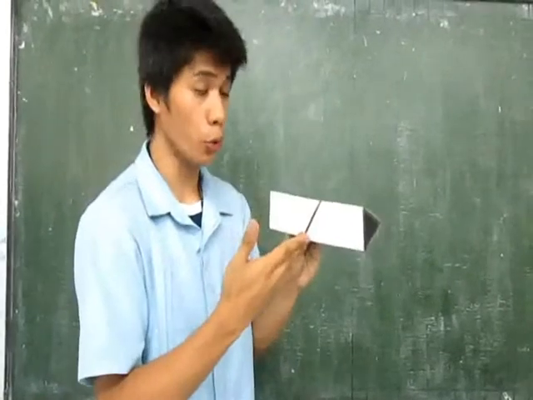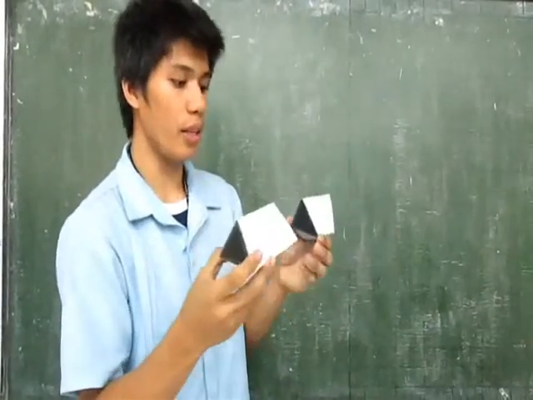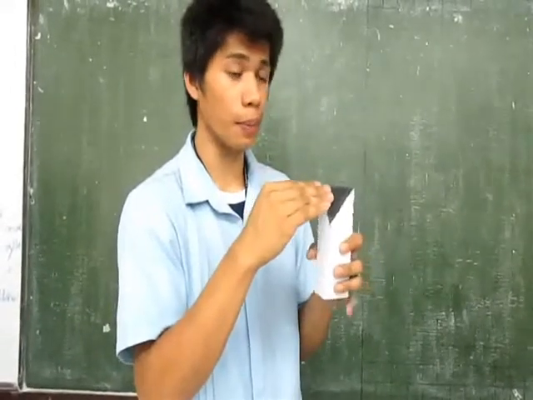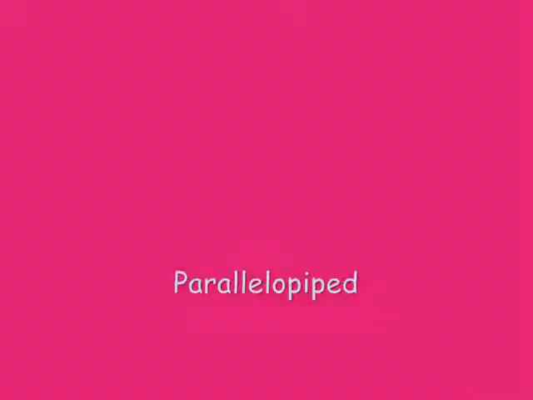Okay. In truncated prism, I have here a triangular prism. If I cut here into 2, then we can create 2 prisms. Then in this prism, compared with the base of our original prism, the new base of our prism is not parallel. Therefore, we can conclude that this prism is a truncated prism.